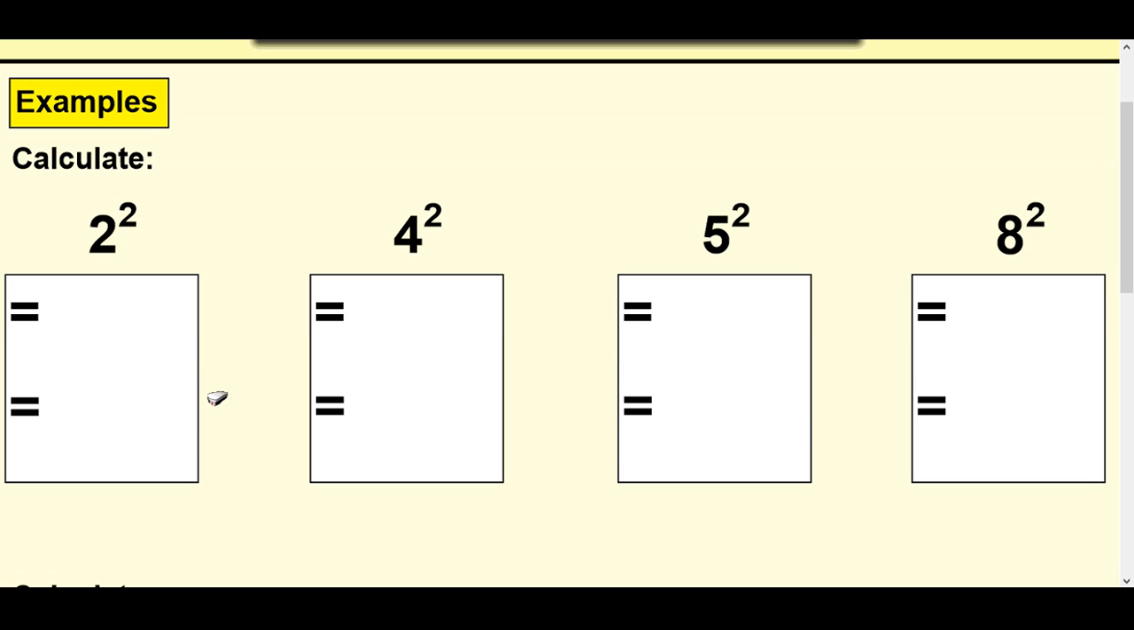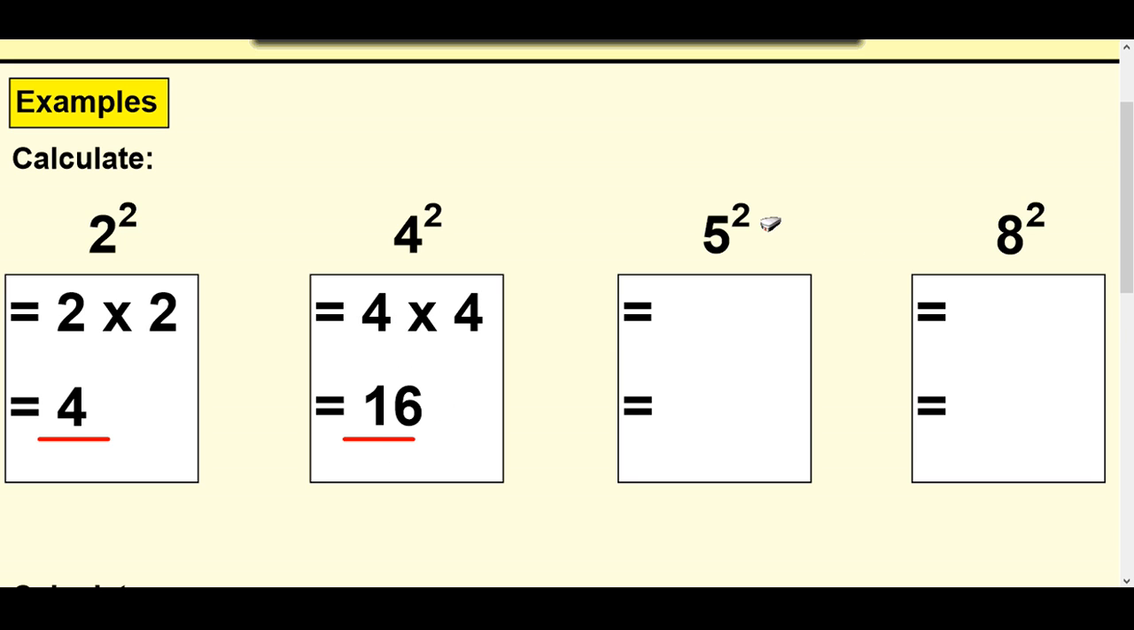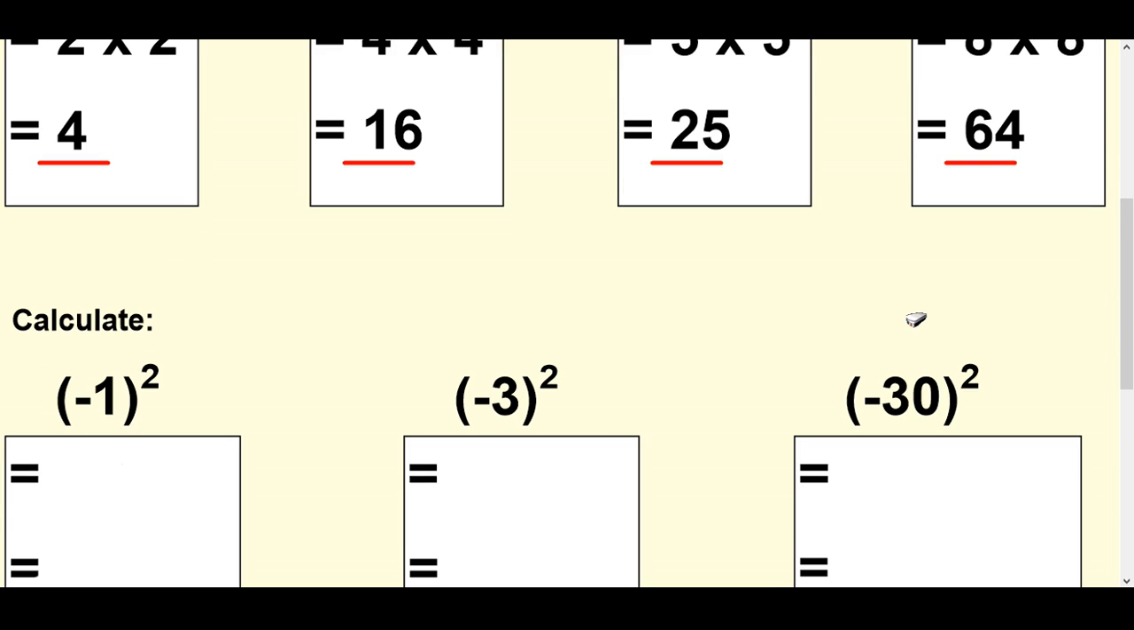Right, okay, so some examples. How would you write this down? So if we were asked to calculate 2 squared, you would write 2 and a wee 2 above it, write out 2 times 2, and your answer is 4. You shouldn't need a calculator for these. 4 squared equals 4 times 4, write it out like this, and that's 16. 5 squared, 5 times 5, that comes to 25. 8 squared, write it down, 8 times 8, 64.